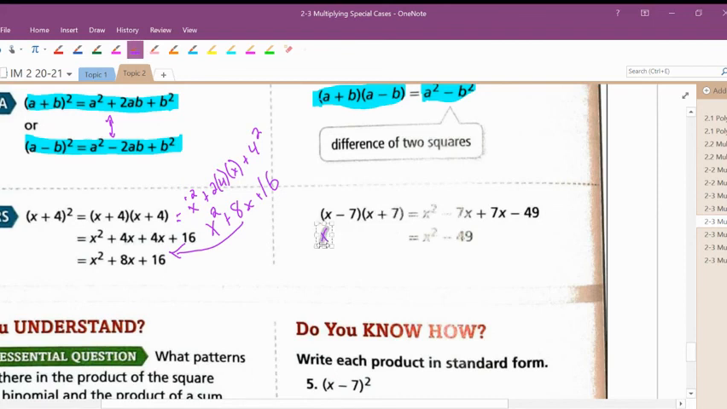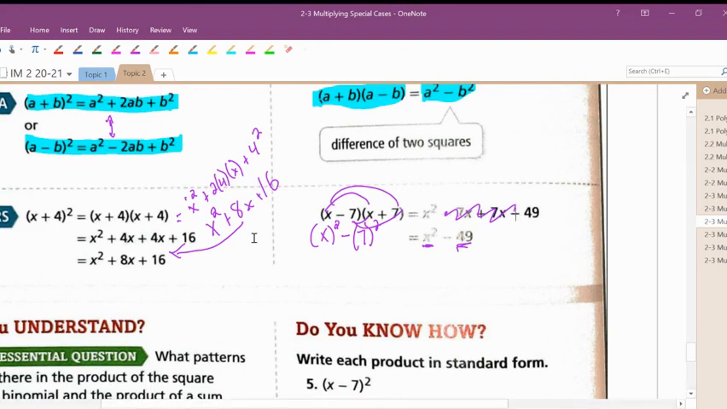Again, this should be x squared minus 7 squared. X squared is x squared, 7 squared is 49, and it is subtraction. Or you could multiply this out. X squared minus 7x plus 7x minus 49. Those x terms cancel out. We're just left with x squared minus 49.